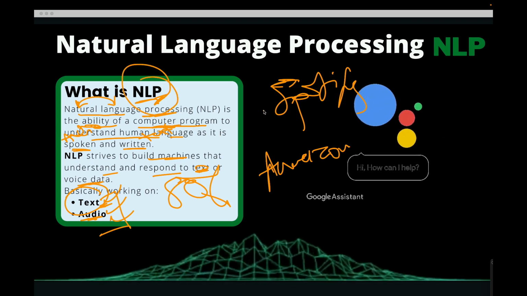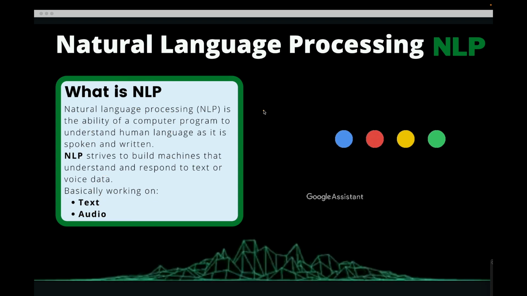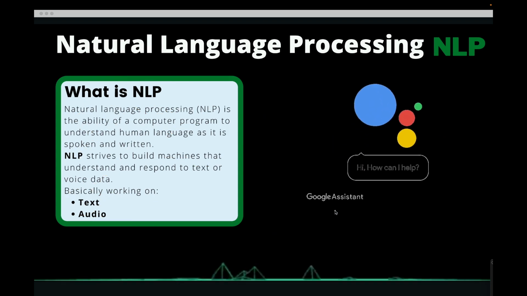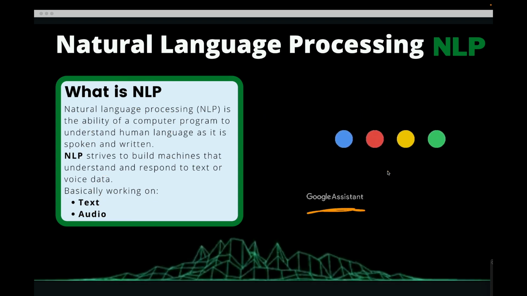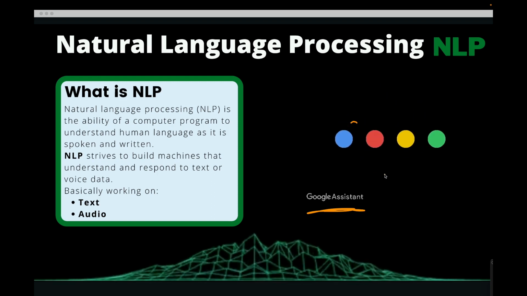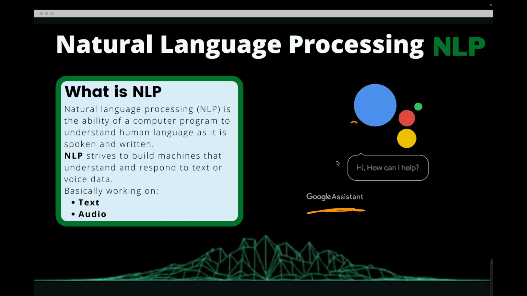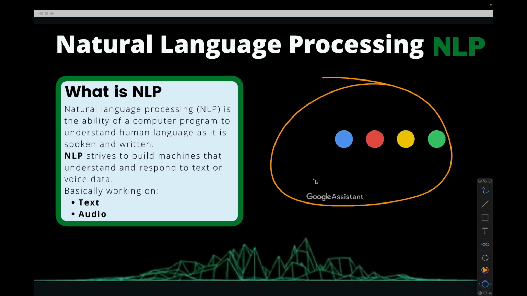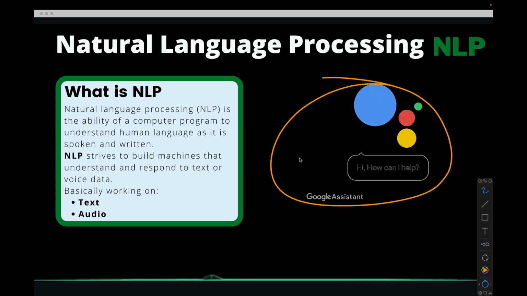All right. A typical example is what you can see over here, Google Assistant, where you can speak and then the action that you want is completed, or you can text and then the action that you want is completed. So that is a practical example of natural language processing.